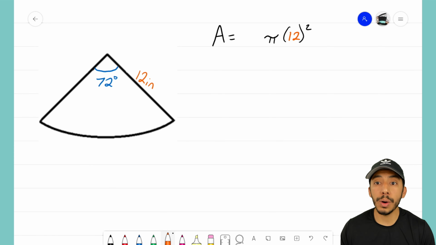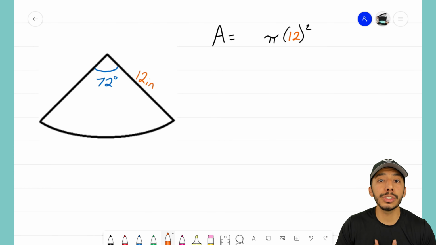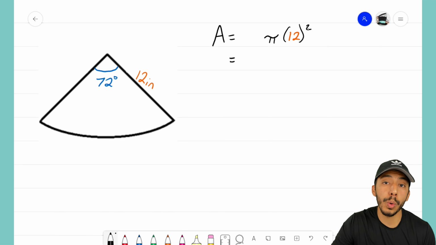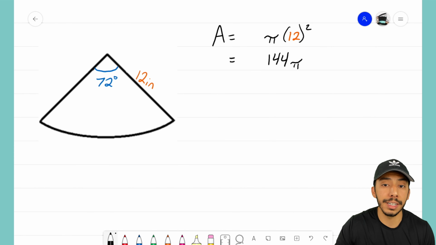Now, I do not want the entire area of the circle, right? I'm not interested in that whole pizza. I'm only interested in that slice of the pizza or that sector. So even though I can do this and get 12 squared, which is 144, I do know that the entire area for that whole circle is 144 pi. But I don't care about that because my pizza slice there is made up of 72 degrees of that circle.